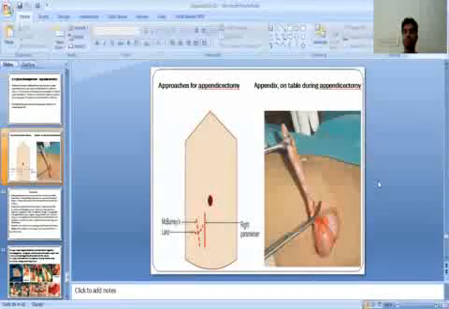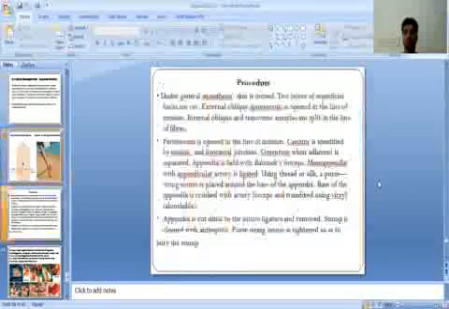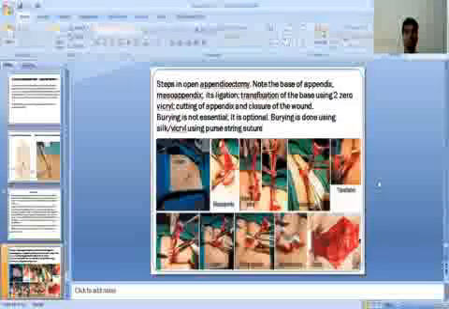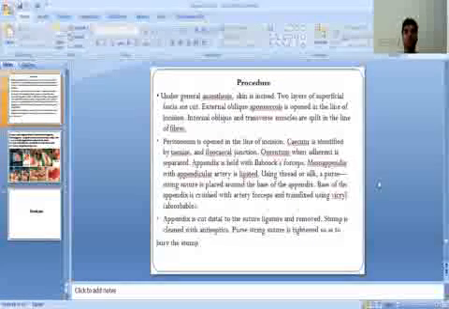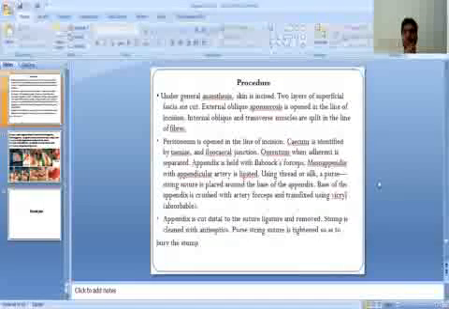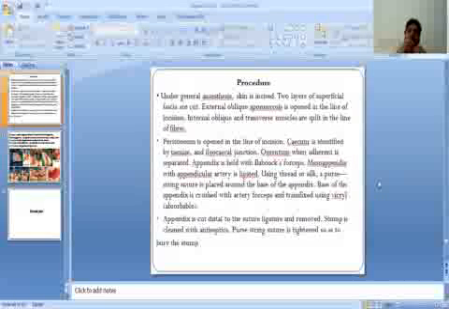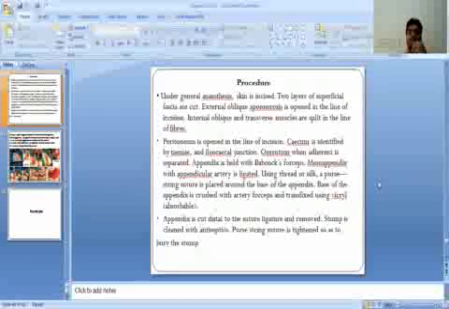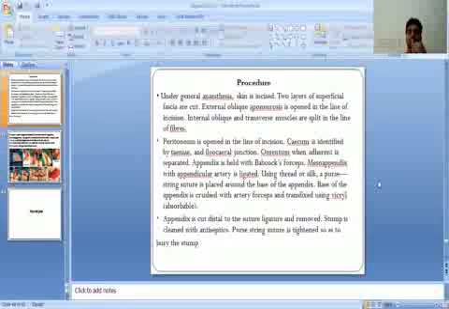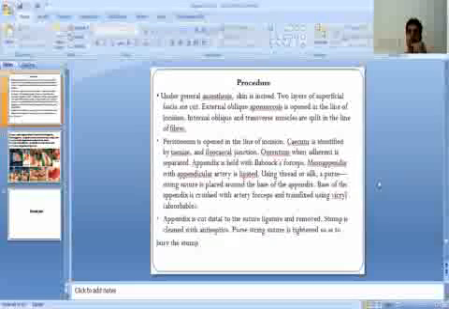Appendix on the table during appendectomy, left side. Procedure: under general anesthesia, skin is incised and two layers of superficial fascia are cut. The external oblique aponeurosis is opened in the line of incision. Internal oblique and transverse muscles are split in the line of fibers. Peritoneum is opened in the line of incision. Cecum is identified by taenia coli and ileocecal junction. Omentum, where adherent, is separated. Appendix is held with Babcock forceps.